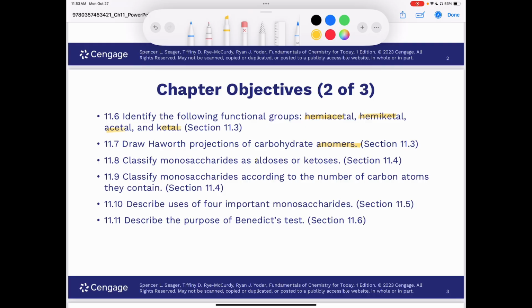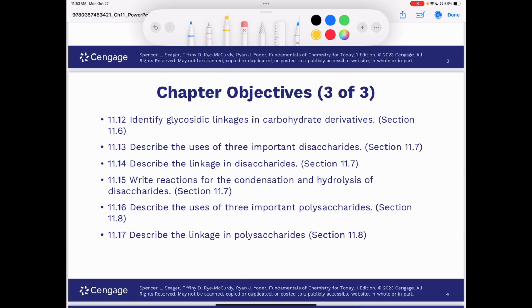Classify monosaccharides as aldoses or ketoses. That's pretty straightforward. We'll look at that in section 11.4. Classify monosaccharides according to the number of carbon atoms they contain. Describe uses of four important monosaccharides. Describe the purpose of the Benedict's test or Benedict's reagent. Identify glycosidic linkages in carbohydrate derivatives. Describe the uses of three important disaccharides.